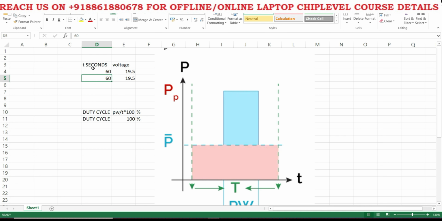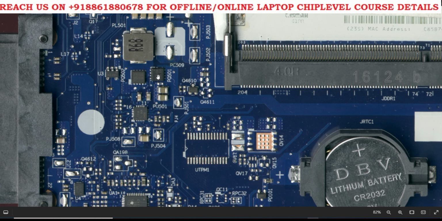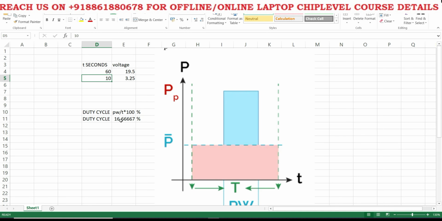Now we are calculating the seconds. How? Here is the formula. You can see here. In case we want 3.3 volts, here 3.3 volts should come. Then how long will it be in the on condition? For example, I will type 10 seconds. If this MOSFET is on, the time period will be on for 10 seconds, the total duty cycle will be 16.6% and the voltage we will get is 3.25.